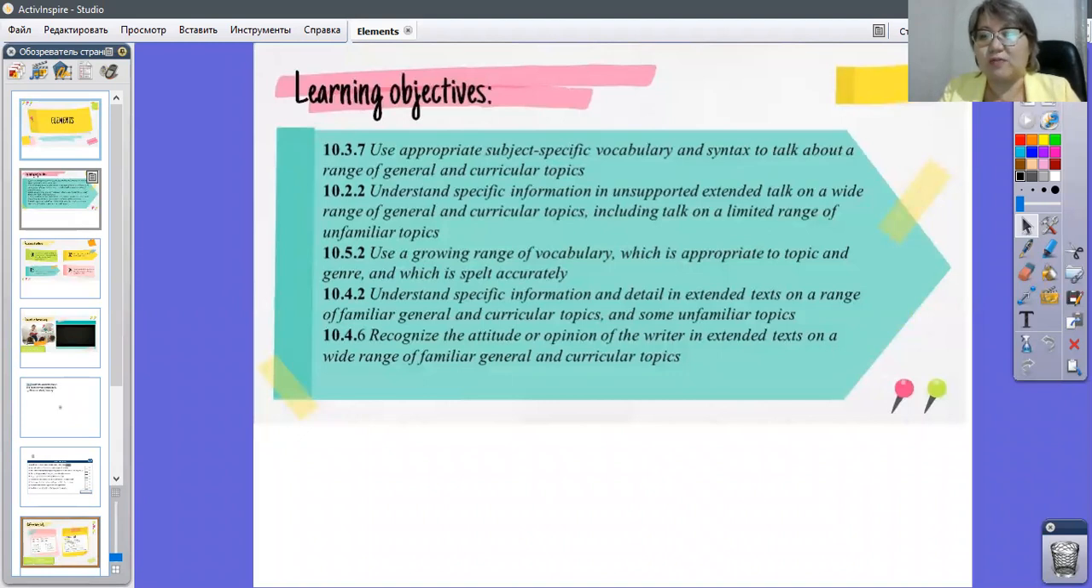on a range of familiar general and curricular topics and some unfamiliar topics, to recognize the attitude or opinion of the writer in extended text on a wide range of familiar general and curricular topics.